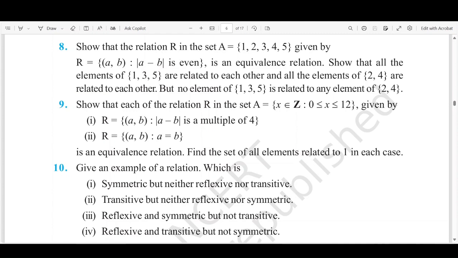Our set A consists of 5 elements and the relation they have defined is that the absolute value of the difference between the two elements will be an even number, and we have to prove that this is an equivalence relation. Also, we have to show that the elements of the subset {1, 3, 5} are related to each other, and similarly the elements of the subset {2, 4} are related to each other, and we cannot find a relation between the elements of these two subsets. Now let us prove this.